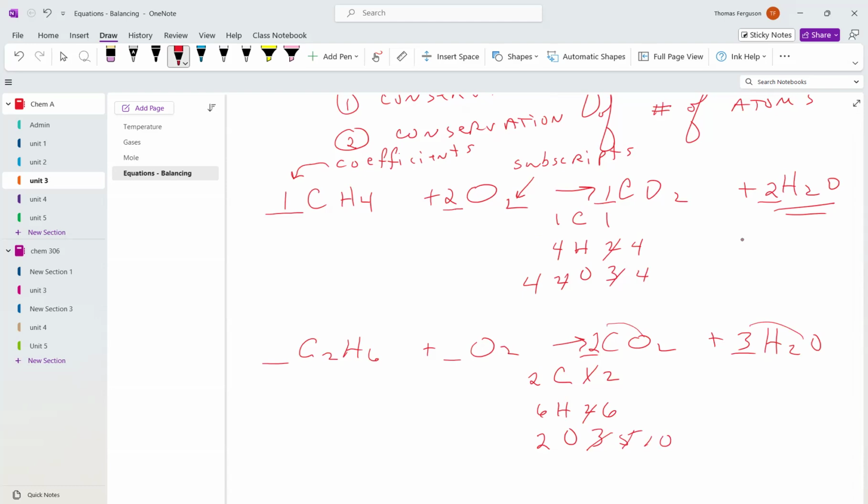You guys, is that right? No. You have 4 oxygens and 3 oxygens. See, this is 3 times 1 is 3. So we don't have 10, we have 7. Okay, carbons look good, hydrogen looks good, oxygens don't. So what are you going to put for the coefficient in front of the O2?